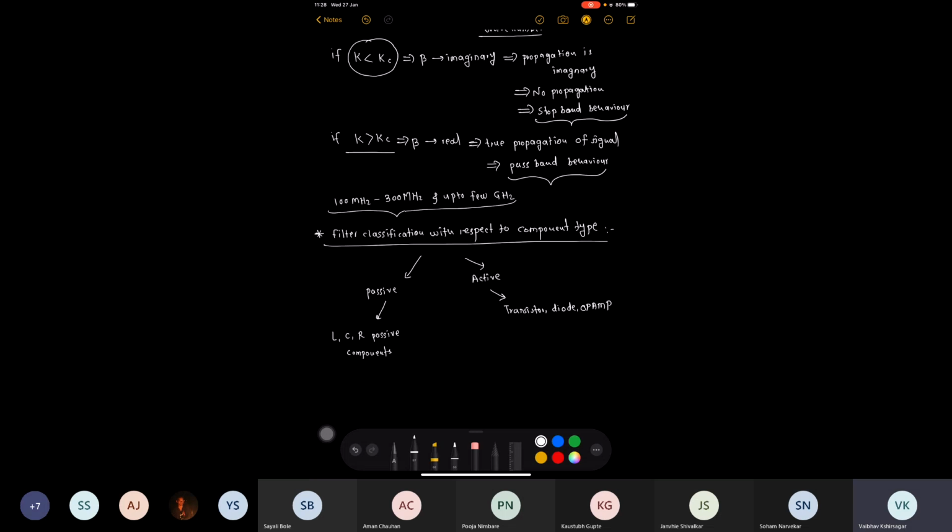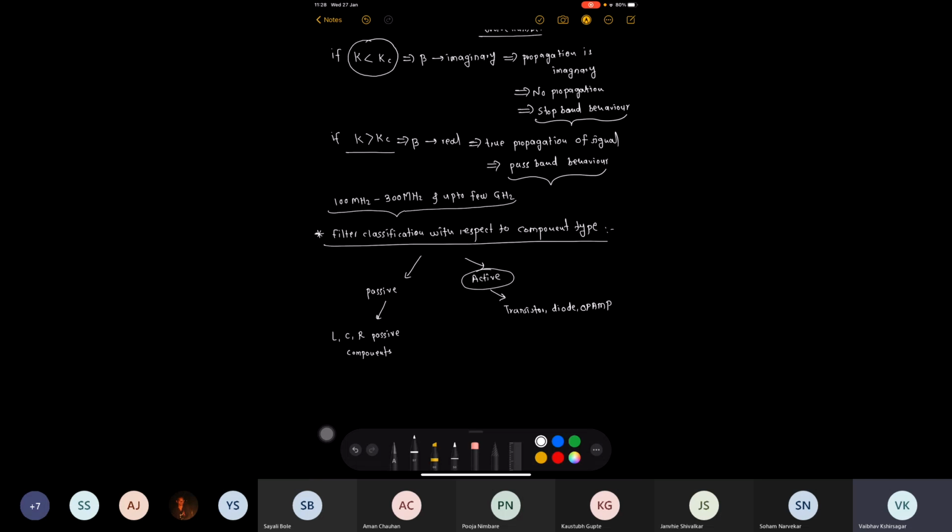Okay. So if your filter circuit is going to make use of any of these components like transistor, diode, operational amplifier, then these types of filter we call as an active filter. Now definitely when we design the active filter, it provides another benefit: along with the filter operation we can accomplish some other operations like amplification of the signal itself.